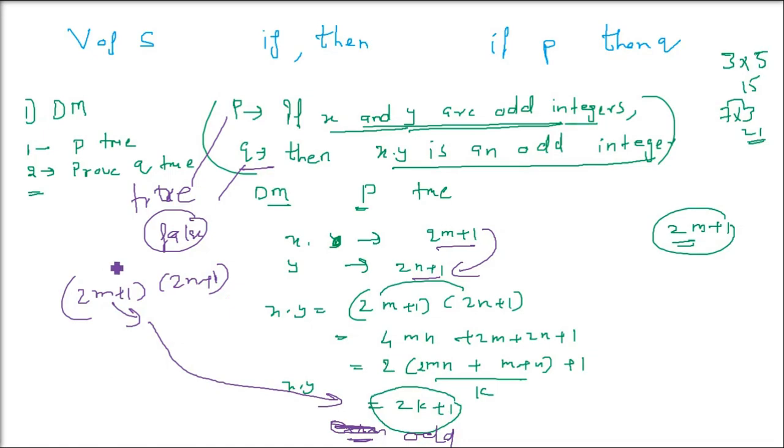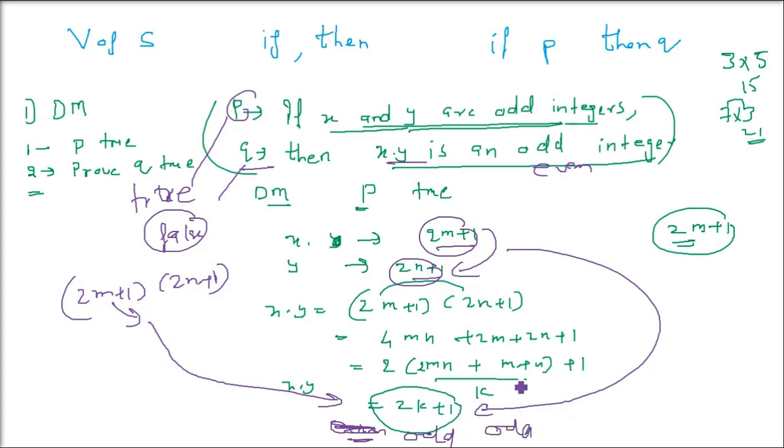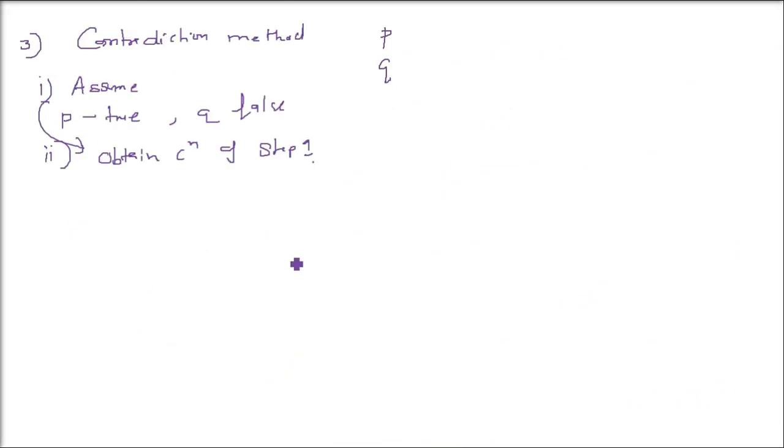But we also assume in this contradiction method that Q is false. We said XY is an even integer, because P is true and Q is false. But what we see here, Q is actually coming as an odd integer. So when we said P is true and Q is false, we actually contradicted ourselves. So this is a contradiction. If P is true, Q cannot be false. This is the contradiction method.